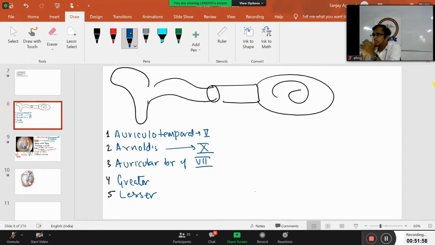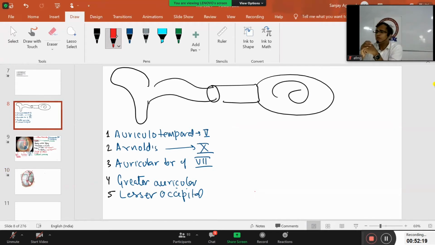And the next 2 are also not difficult because one is greater, one is lesser. Greater auricular and lesser occipital. That's how you remember the 5 nerves.